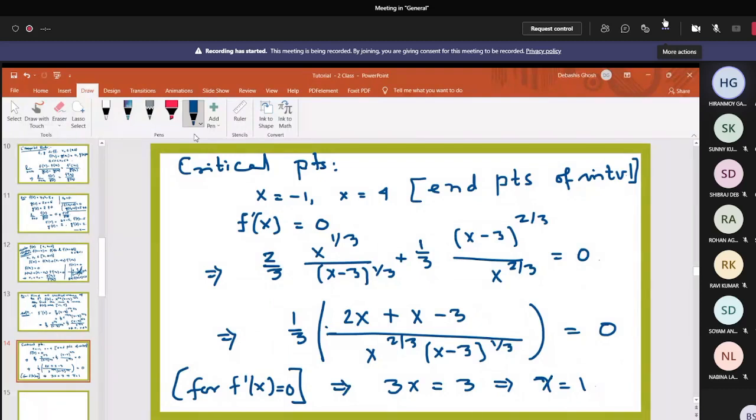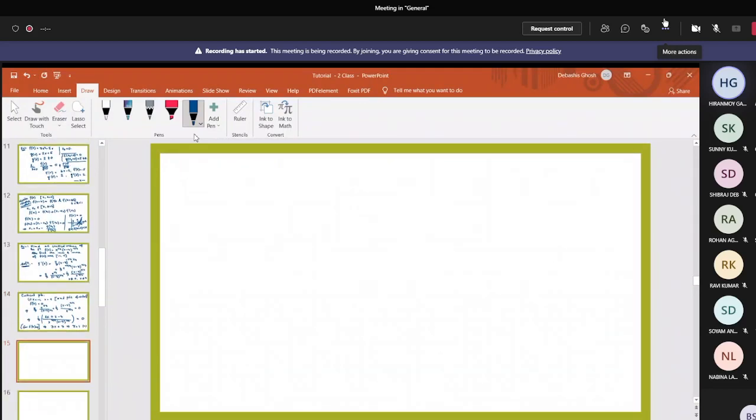So one type of point we are getting here, another point we are getting here, and the third one we can consider is the point where the function is not defined, that is x equals 0, where f dash does not exist.